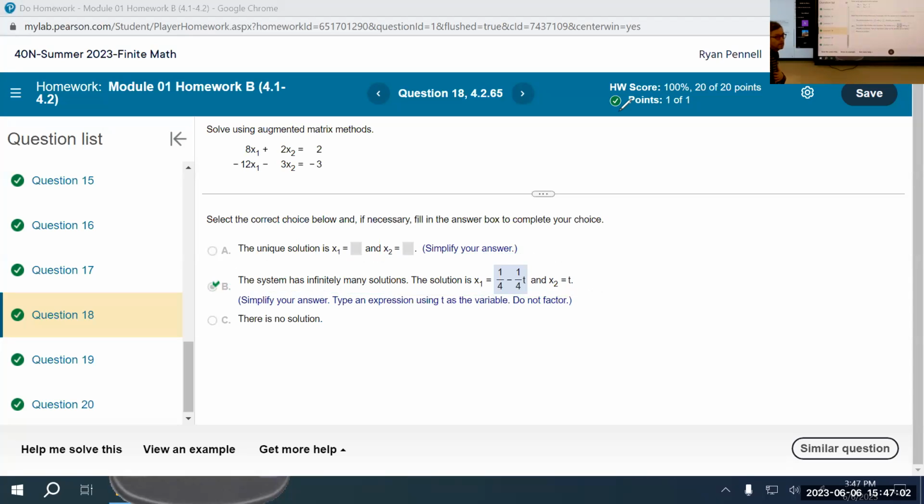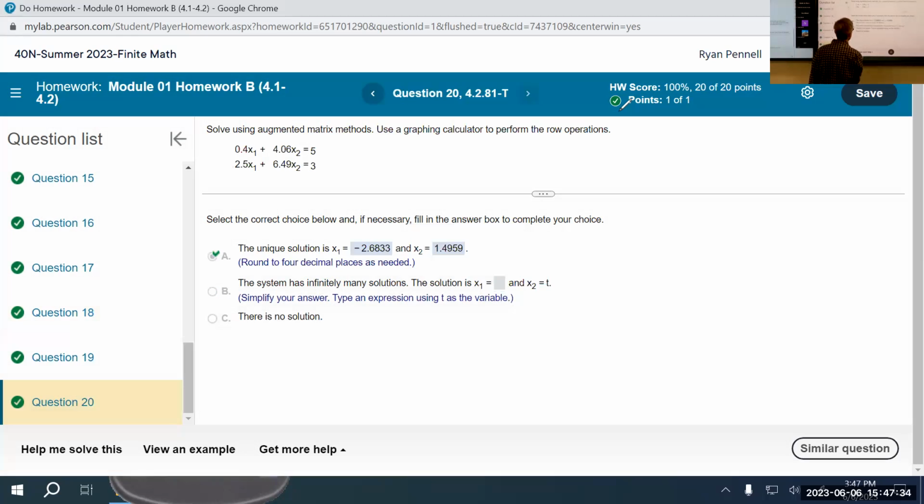So I don't have the full amount of time because I do want to show 20 as best I can, but infinite amount of solutions. It turned out they were the same line. You can kind of see that 8, -12, 2, and 3, 2, and -3. They're the same line, so they intersect infinitely. That's the idea. And so you have to write one variable in terms of the other. So at least you get a warning that that's going to come up in 18.